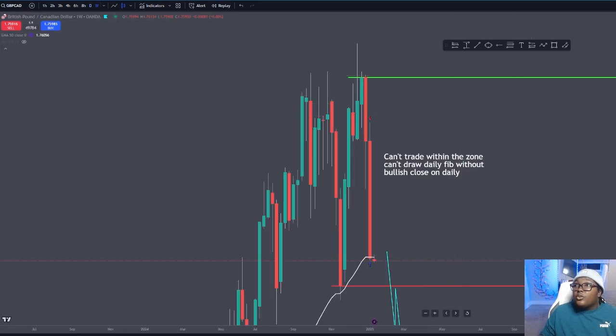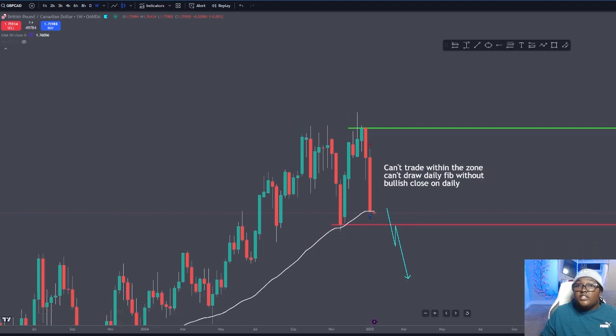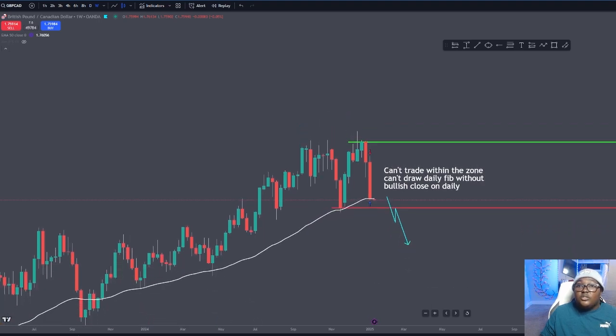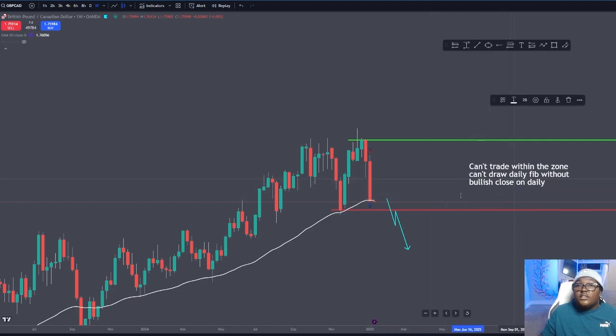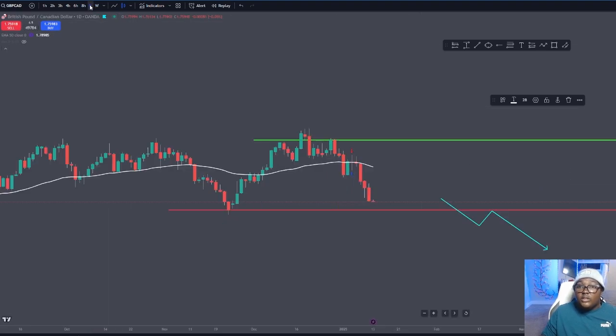GBPCAD. So we are in a zone. The best thing to do when you're in the zone is to wait for it to break out of the zone. And you can't trade within the zone because it's a wide enough zone where you would think, oh, maybe I can just catch a trade within the zone because we caught some trades within the zone last week.